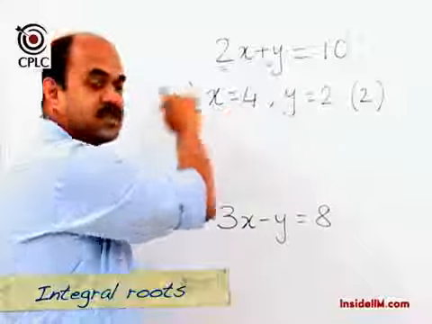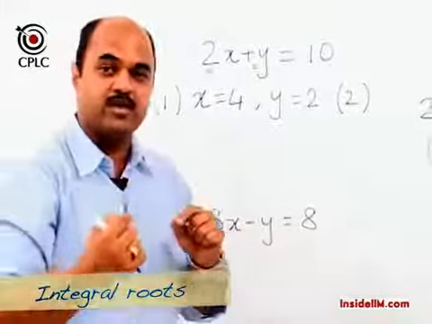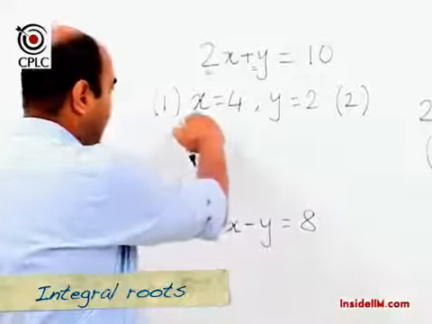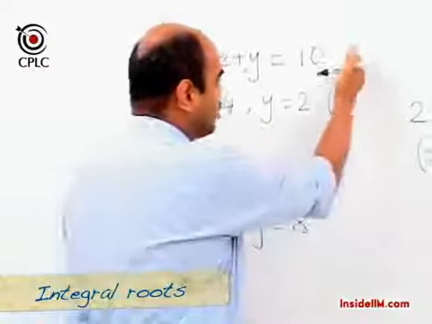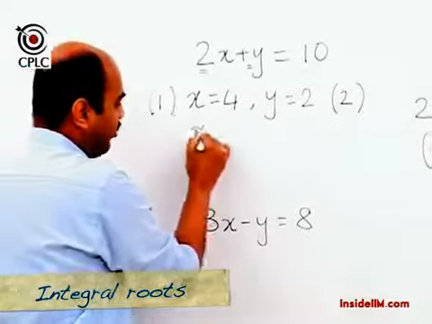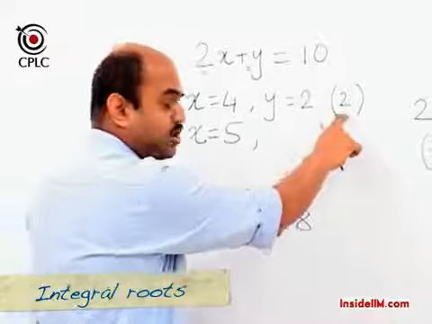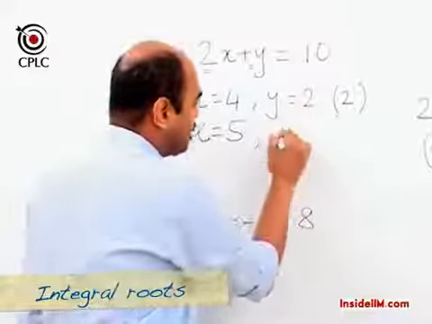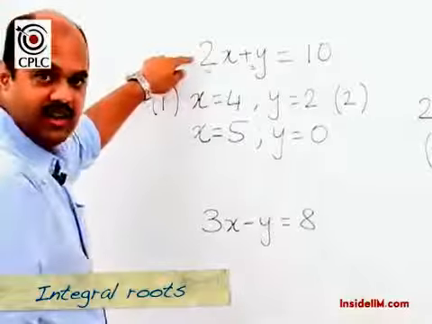And if there is a plus sign in between, then these changes would have an opposite effect. What does it mean? If x increases by 1, then y would reduce by 2. So let's check this out. If x increases by 1, which means if x becomes 5, y should reduce by 2, which means it should become 0. If we check, does this satisfy the given equation?